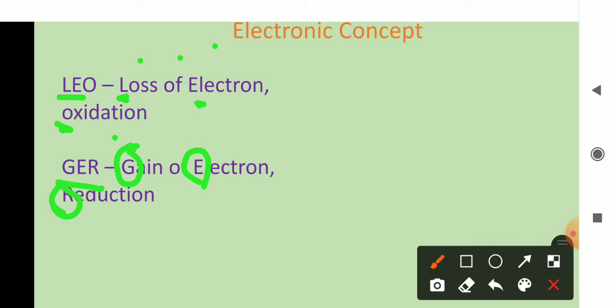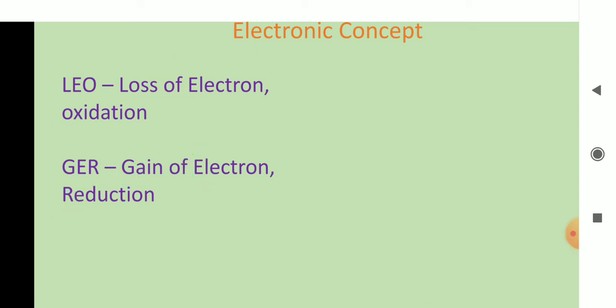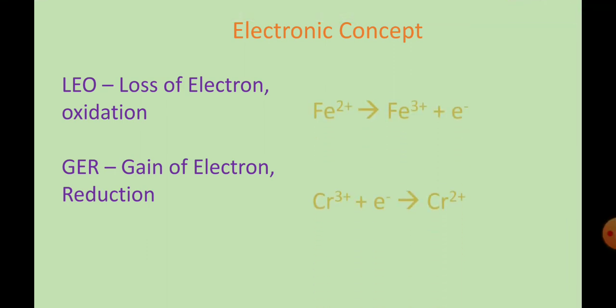Loss of electron. If a species loses a number of electrons, it is termed as oxidation. And if a species gains a number of electrons, it is termed as reduction. So we can say loss of electrons is called oxidation and gain of electrons is called reduction. This is called the electronic concept of oxidation and reduction.